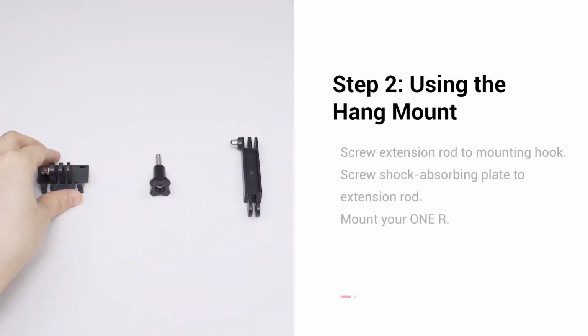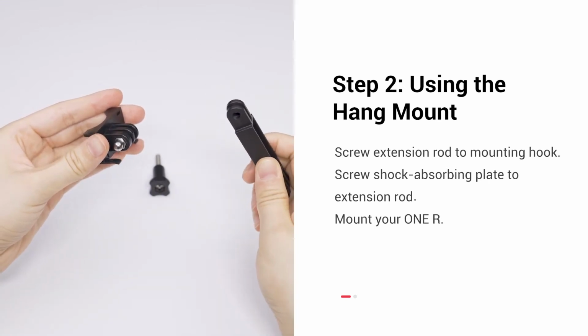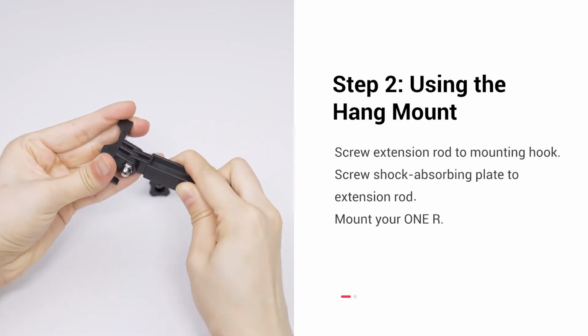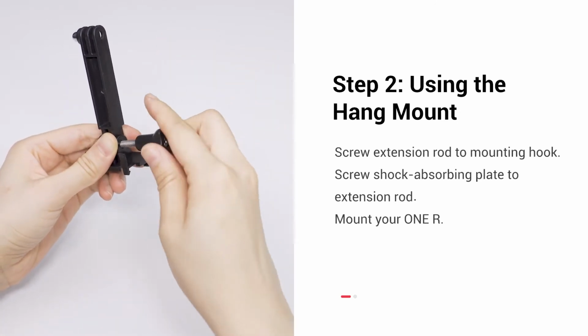Step 2, using the hang mount. To build the hang mount, screw the extension rod to the mounting hook. Make sure it's nice and secure.